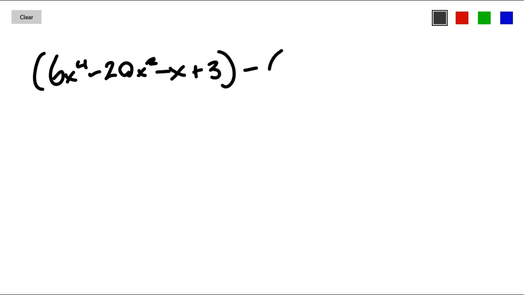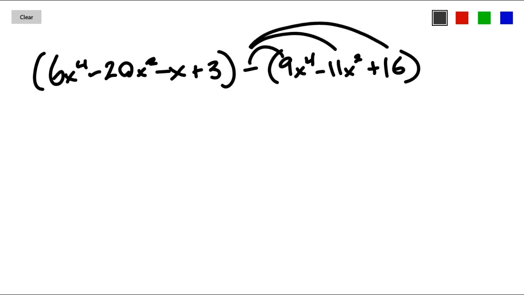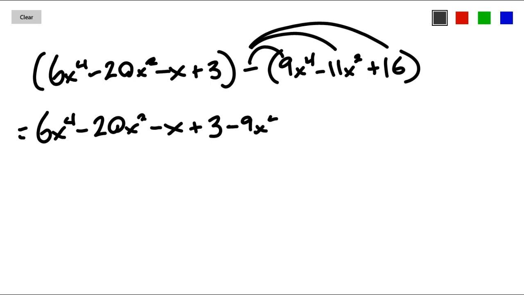Let's say that I had 6x to the fourth power minus 20x squared minus x plus 3, and I want to subtract it from 9x to the fourth minus 11x squared plus 16. So the first thing I'm going to do is distribute this negative sign out. And that's going to help me get rid of the parentheses. So I'm left with 6x to the fourth minus 20x squared minus x plus 3 minus a 9x to the fourth plus 11x squared minus 16.